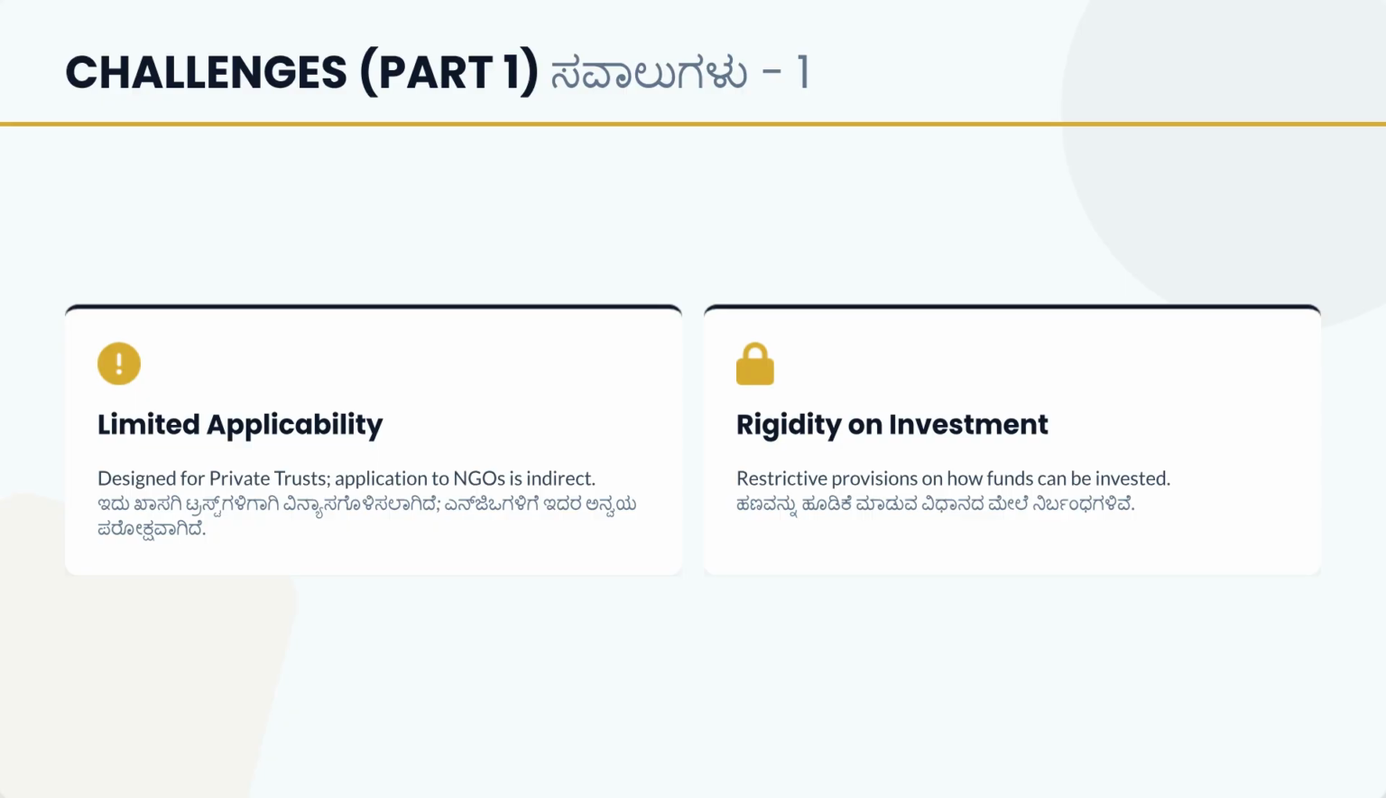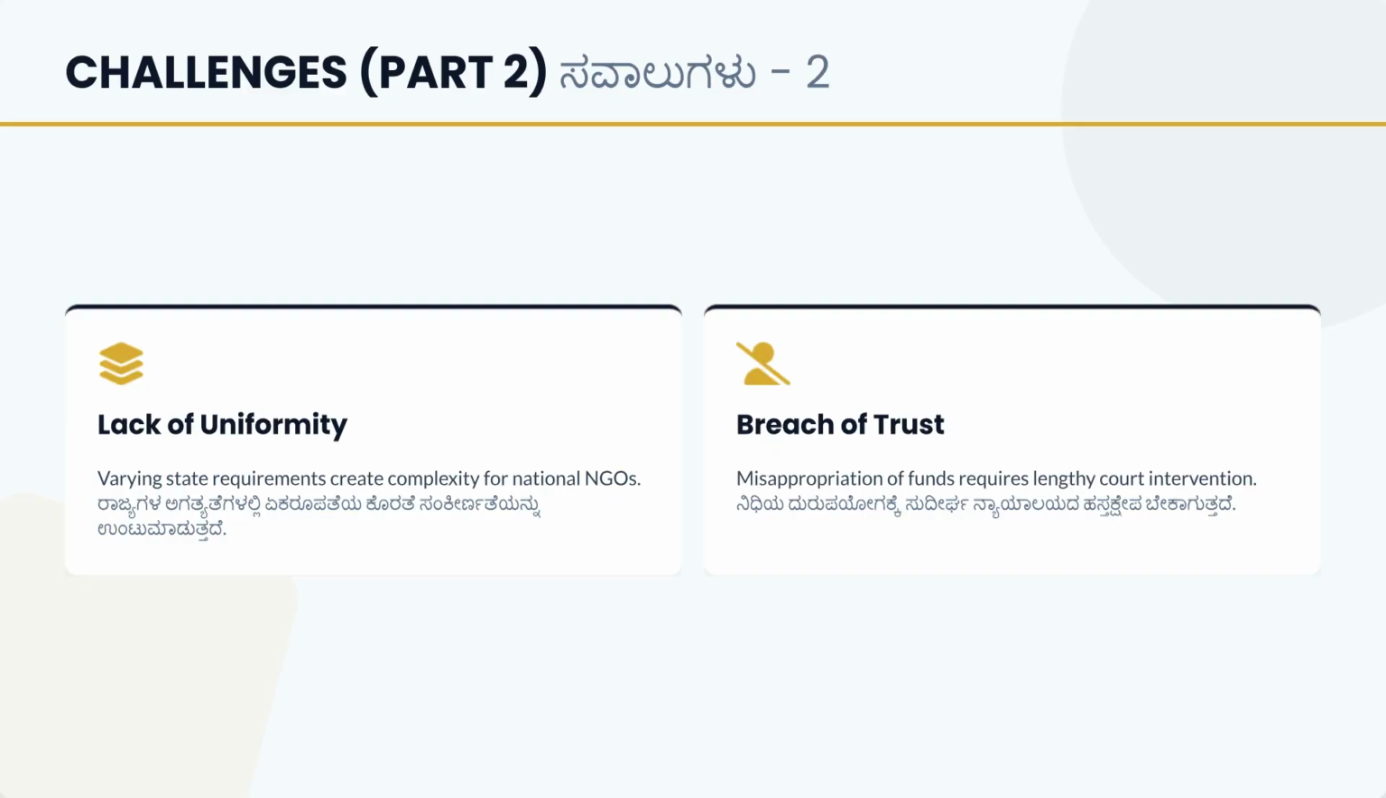Challenges of the 1882 Act include its limited applicability, as it was primarily designed for private trusts. Additionally, the original provisions included rigidity on how funds could be invested. Further challenges include a lack of uniformity, as varying state requirements complicate matters for national NGOs. The Act also outlines that misappropriation of funds or breach of trust requires lengthy court intervention.